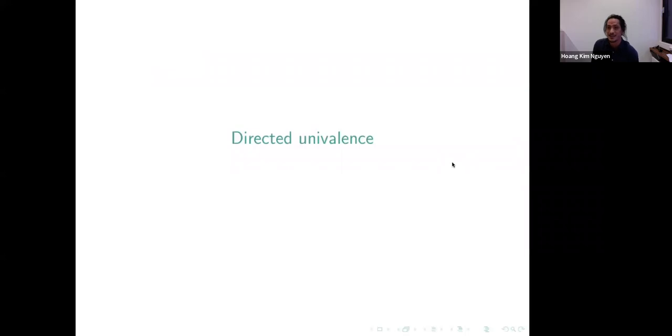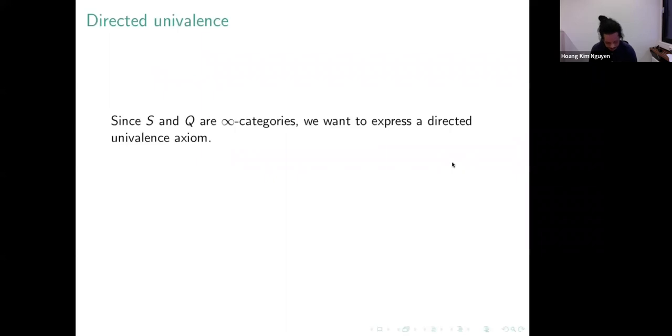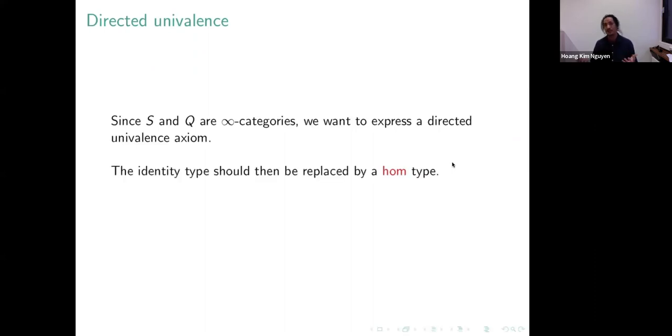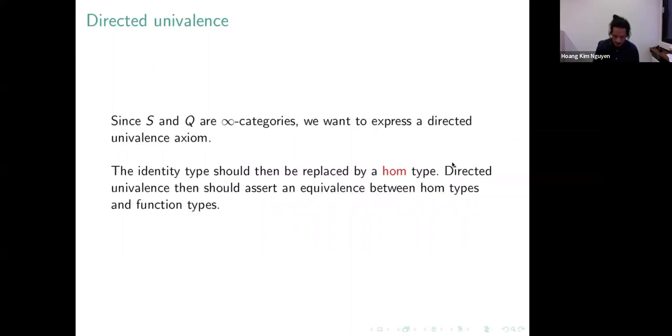So then let's talk about directed univalence. So the idea is then, what should be a directed univalence axiom. In the beginning, I mentioned we should replace the identity type by a Hom type. Directed univalence then should assert an equivalence between Hom types and function types.